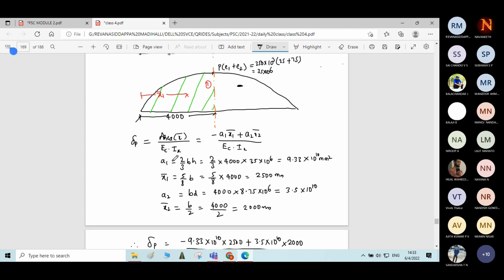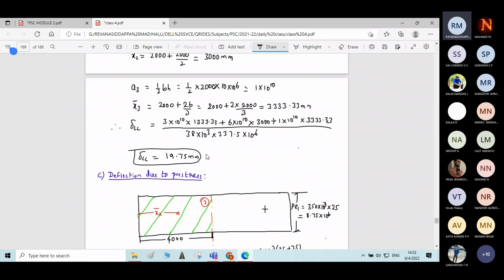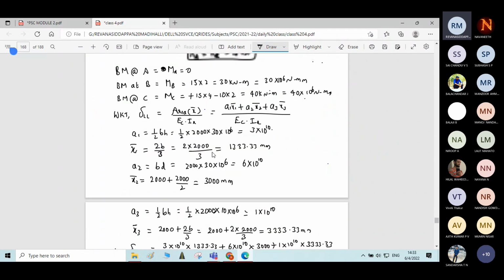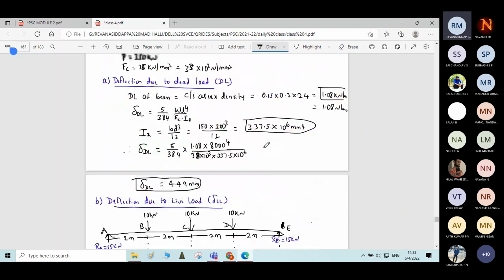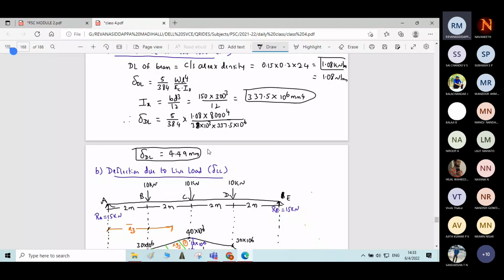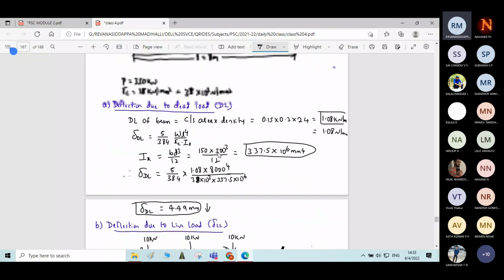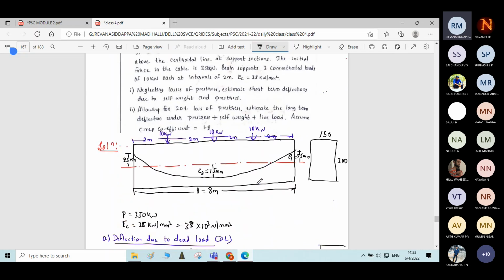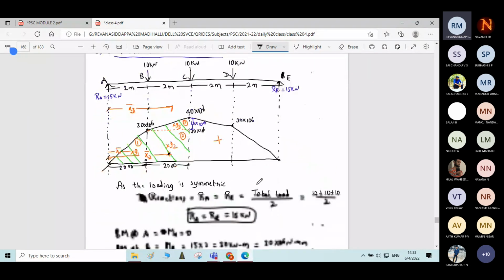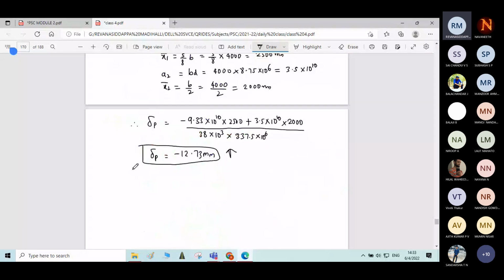Here, positive sign indicates that live load is causing downward deflection of the beam. And here also, for deflection due to dead load, it is positive. Positive sign indicates the dead load is causing downward deflection to the beam. Now just go to the question. Neglecting the losses of prestress, estimate the short-term deflection due to self-weight and the prestress. Short-term deflection due to self-weight plus prestress we have to find.